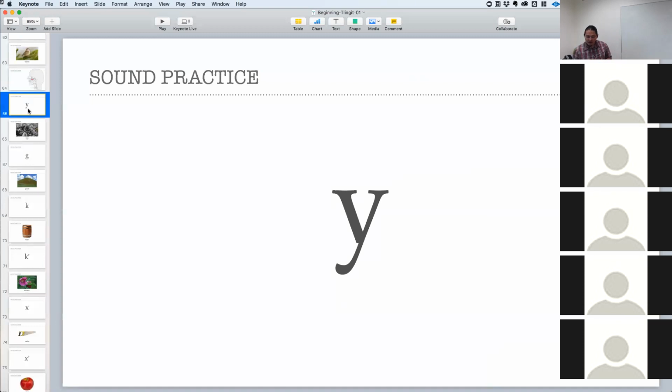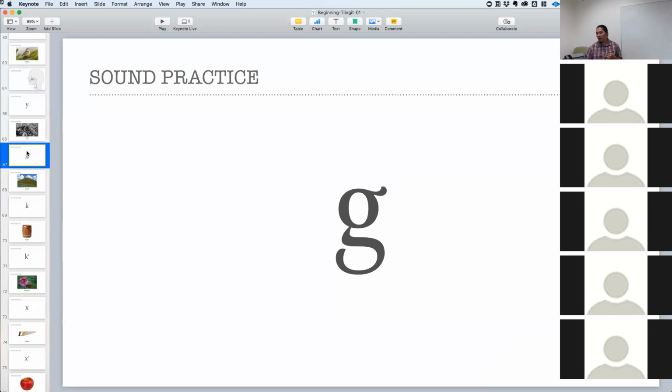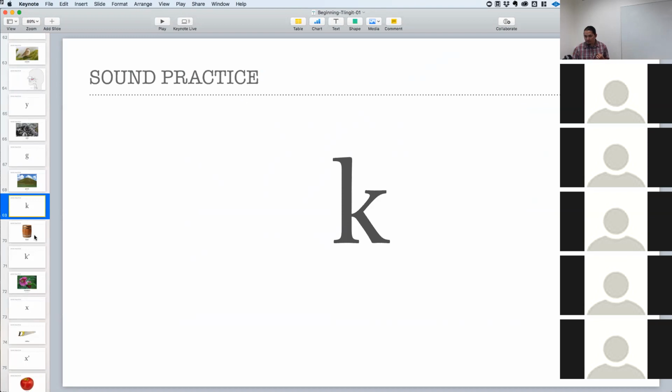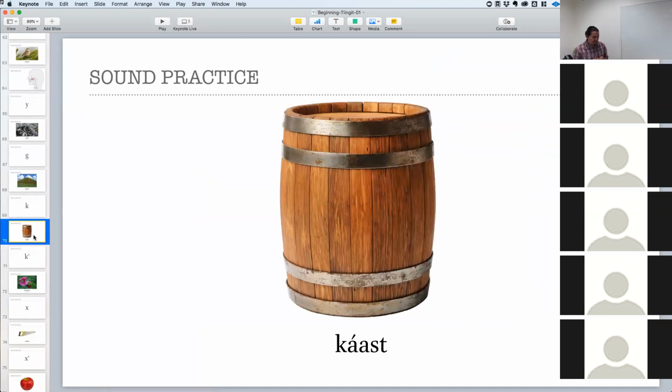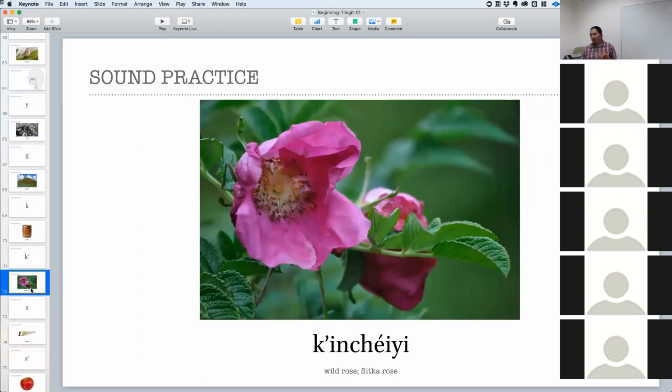So we start with yak. Those are muscles. Gooch, a hill. Cost. Kincheyi.